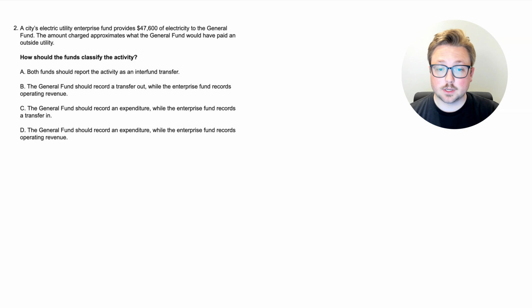Is it that both funds are going to report it as an interfund transfer? Is it that the general fund should record a transfer out and the enterprise fund records operating revenue? Is it that the general fund should record an expenditure while the enterprise fund records a transfer in? Or is it that the general fund should record an expenditure while the enterprise fund records operating revenue? Based on what we learned in the previous question, maybe you have a small idea, but if not, that's okay. We are using these questions to learn, so if you want, pause the video and think through this. If not, let's take a look at the answer together.